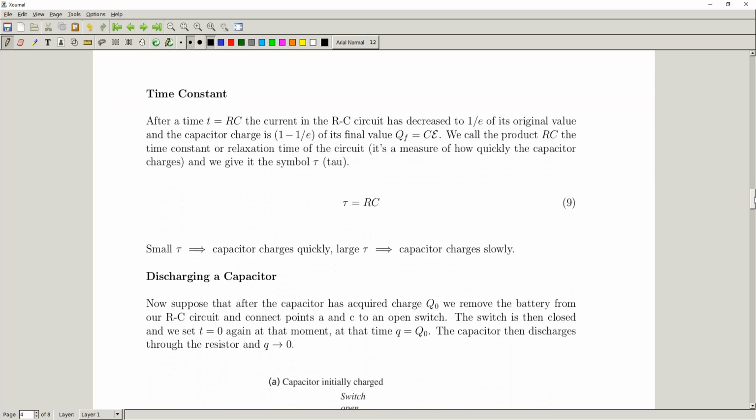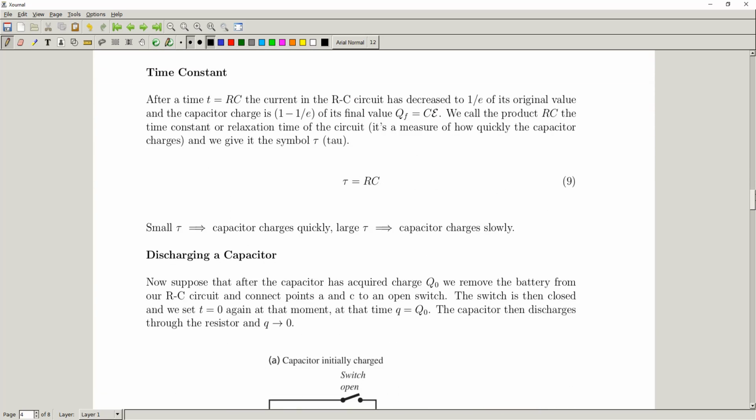Okay, so let's talk about the time constant. So after a time t equals RC, and RC here, this is our resistance, our external resistor there, and C is our capacitance on our capacitor, the current in the RC circuit has decreased to 1 over E of its original value, and the capacitor charge is now 1 minus 1 over E of its final value, so that the final value being QF, which is equal to C times our EMF.